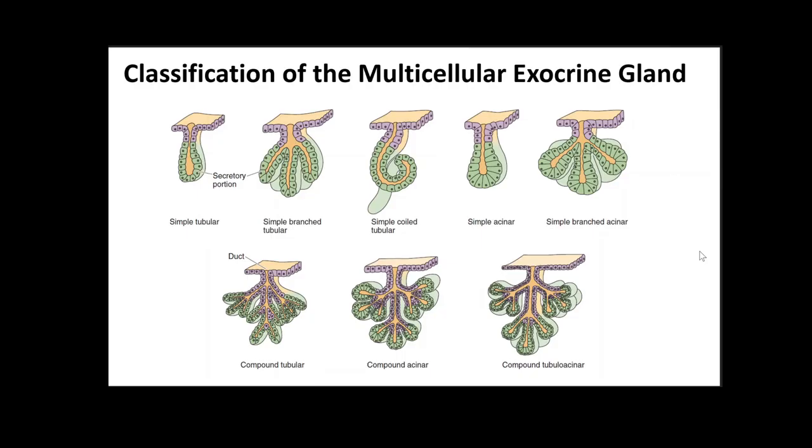People ask, when I look under a microscope, how would I differentiate between branched tubular and branched acinar? I'm not going to require you to do that. I'm just telling you how it can appear. It's not always easy to differentiate.